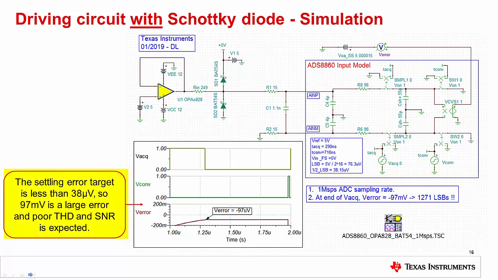The simulation results show that the settling error is 97 millivolts, which is very poor compared to our 38 microvolt target. The main reason for the poor settling is the large 249 ohm resistor RP. This resistor creates a long time constant for the charging of the sample and hold circuit. Let's look at the measured results.